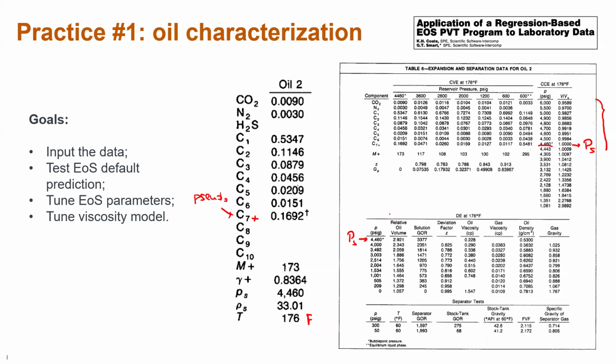Okay, this is the BO, the oil formation volume factor. This is the solution GOR, also called solubility ratio, RS. This is the Z, the deviation factor from the ideal behavior of the gas. You have the oil viscosity, gas viscosity, oil density, and gas density. And you have an additional test. You have a separator test.